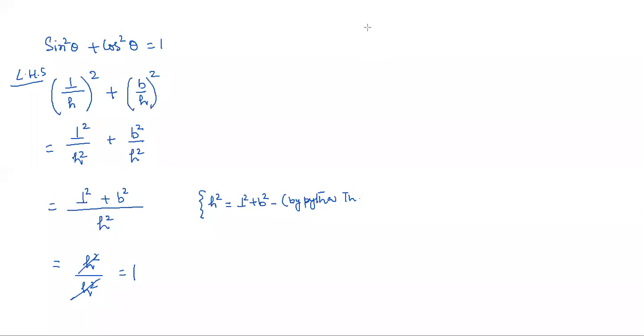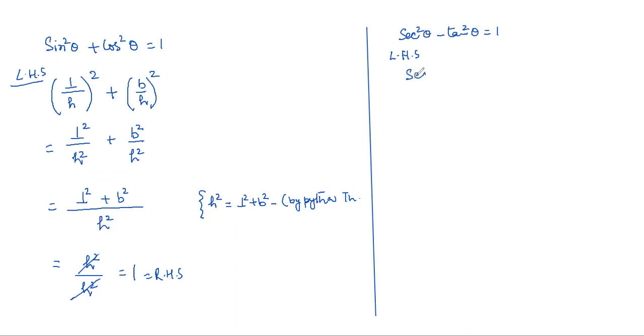Now let's prove one more identity, that is secant square theta minus tan square theta is equal to 1. To prove this, children, again we will take LHS. Let's start from LHS. LHS is secant square theta minus tan square theta.